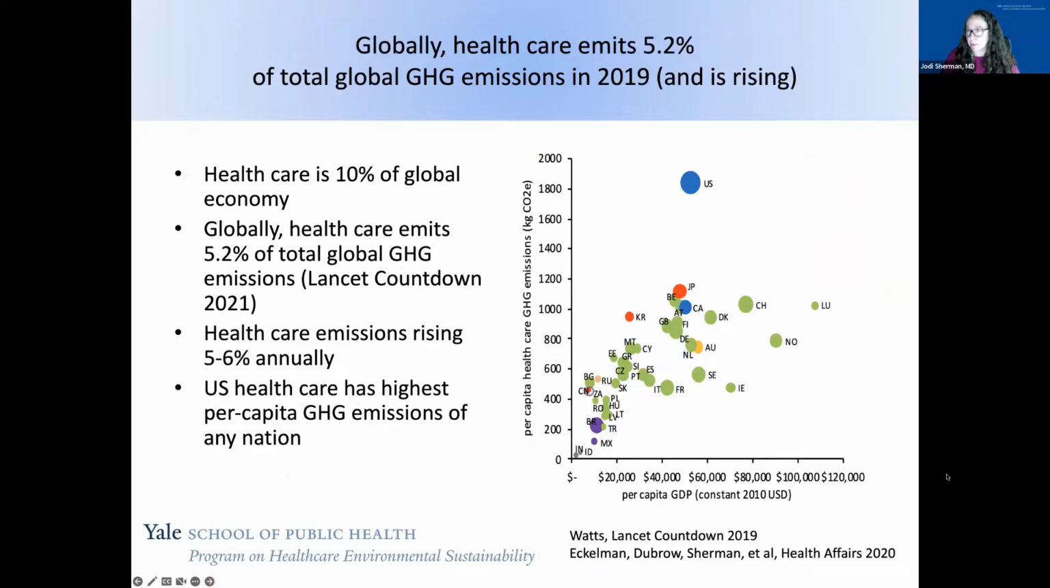And so this is our work with the Lancet Countdown on Health and Climate Change. So I talked a bit about US healthcare. Globally, healthcare is 10% of our global economy. Globally, 5.2% of global emissions stem just from the healthcare sector and rising. The US is an outlier, not in a good way here. We are 25% of these global emissions just coming from the US, even though we are 4% of the global population. So we have the highest per capita greenhouse gas emissions of any nation.